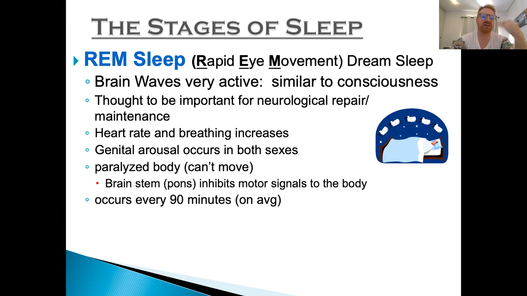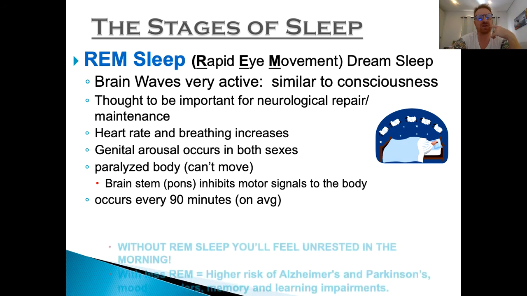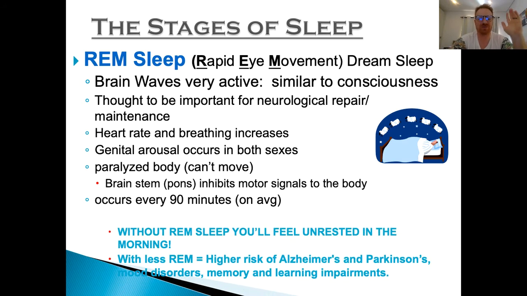Now this whole cycle occurs about every 90 minutes. So you go from NREM1, NREM2, NREM3, and then you go into that REM sleep. About every 90 minutes you're sort of passing through these cycles. Now, without REM sleep, you actually will wake up feeling unrested in the morning. And this is one of the reasons why people have sleep deprivation, is because they're actually not getting into REM sleep. They're not feeling rested enough. And we'll talk about why they might not be getting enough REM sleep.